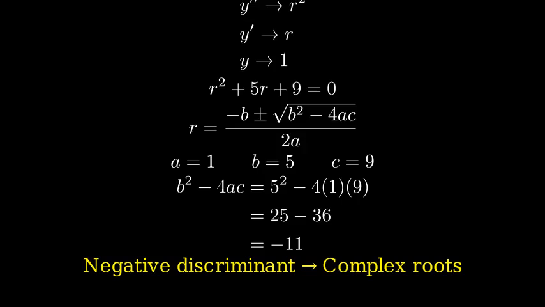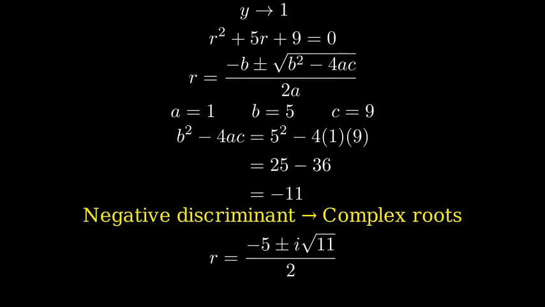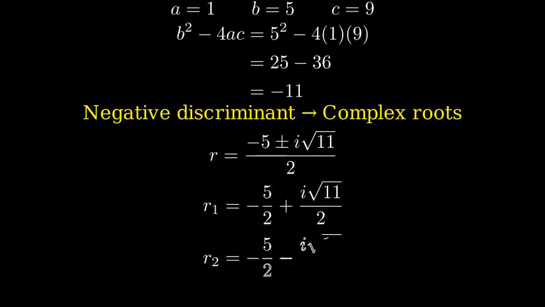Now, let's solve for our roots. Plugging into the quadratic formula, we get r equals negative 5 plus or minus i times the square root of 11, all over 2. This gives us two complex conjugate roots. r1 equals negative 5 over 2 plus i square root of 11 over 2, and r2 equals negative 5 over 2 minus i square root of 11 over 2.